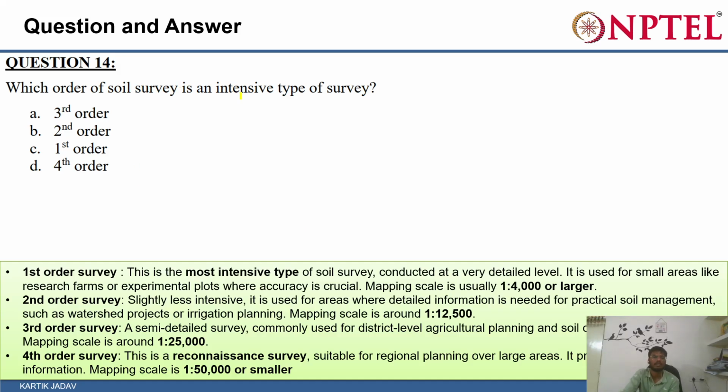Which order of soil survey is an intensive type of survey? We know that whenever it is a first order survey, that is the most intensive type of soil survey, because it includes very detailed information that we are generally using for research farm and experimental plots, where accuracy is crucial and mapping scale for first order surveys is 1:4000 or larger. Correct answer is option C. While second order survey is slightly intensive. As order gets increased, the intensity becomes coarser.